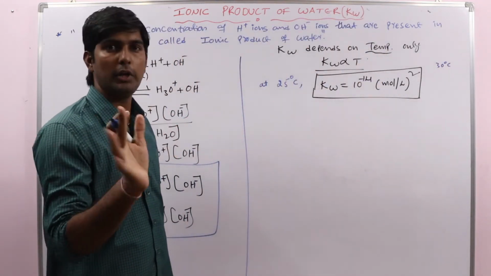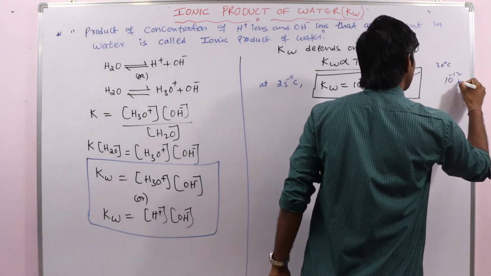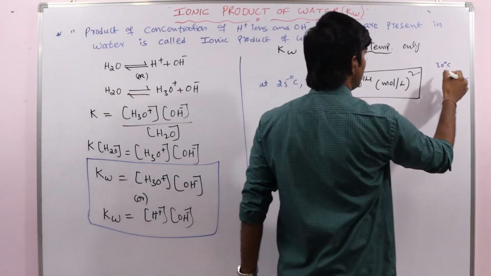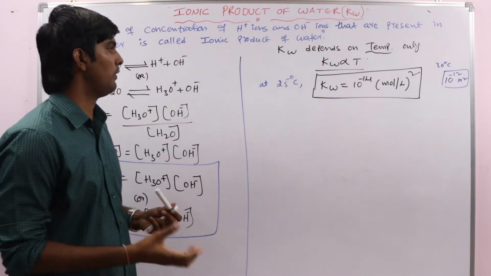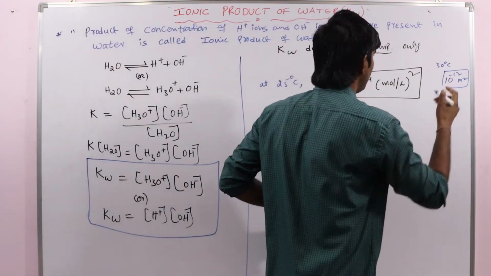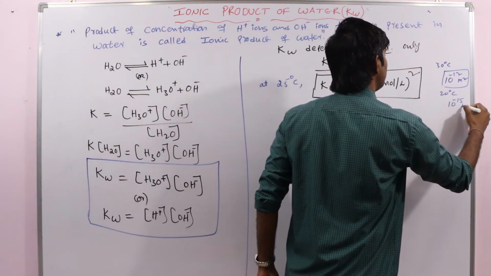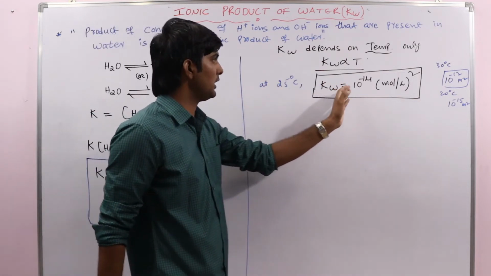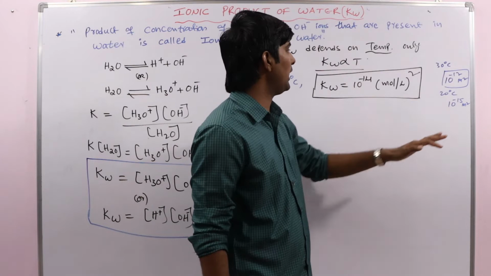Okay, that may or may not be the exact value. Suppose that may be 10 power minus 12 molar square. At 30 degrees centigrade, the Kw value may be 10 power minus 12, so the value increases. Suppose if you take 20 degrees centigrade, in that case 10 power minus 15 molar square. Yes or no? As the temperature increases, Kw value increases. As the temperature decreases, Kw value decreases.